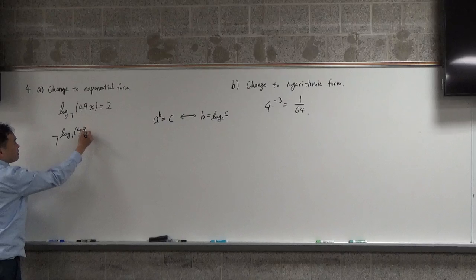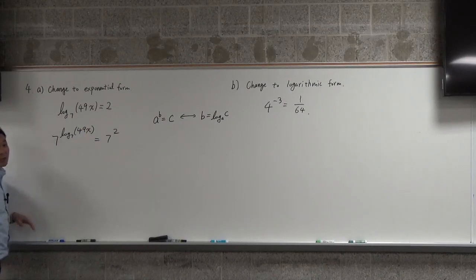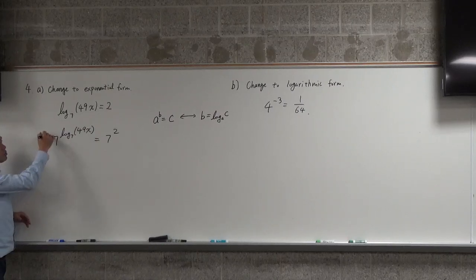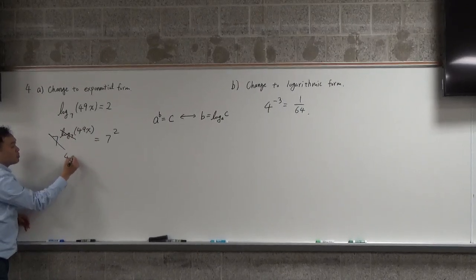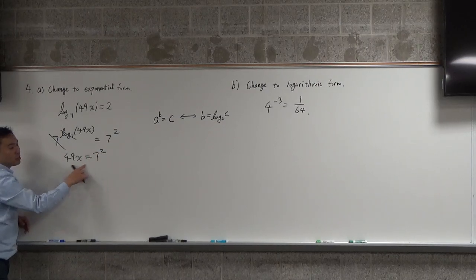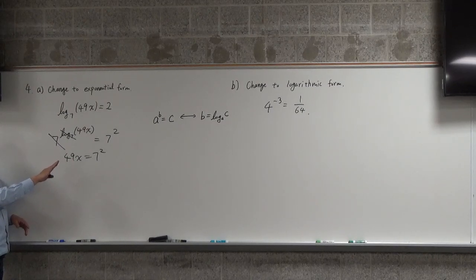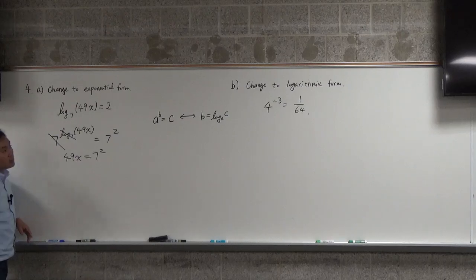Take both sides and raise it over 7. So you get that, right? And then if you cancel, you get 49x equals some exponent. And that's called the exponential form. And you don't simplify anymore. This is the answer they want. Okay. Is that okay? Yeah, all right.